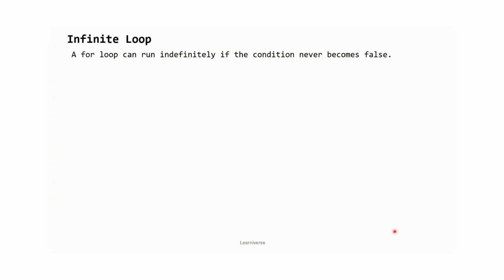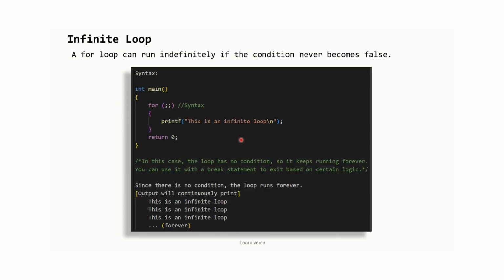Now let's understand the infinite loop. An infinite loop is nothing but a for loop that can run indefinitely if the condition never becomes false. So here is a code example along with the syntax. In this case, the loop has no condition, as you can see here, and it keeps running forever. You can use it with a break statement to exit based on a certain logic condition. Here you can see whatever is printed keeps coming continuously, and it will go on forever.